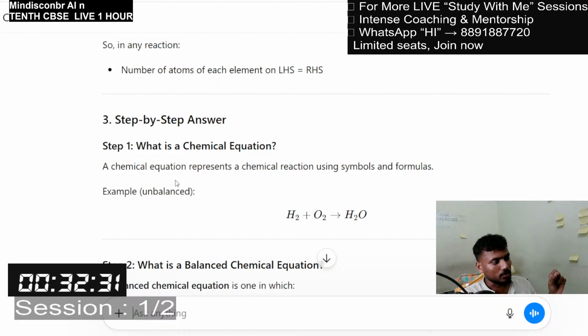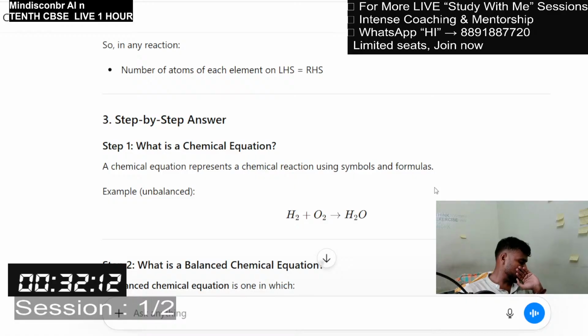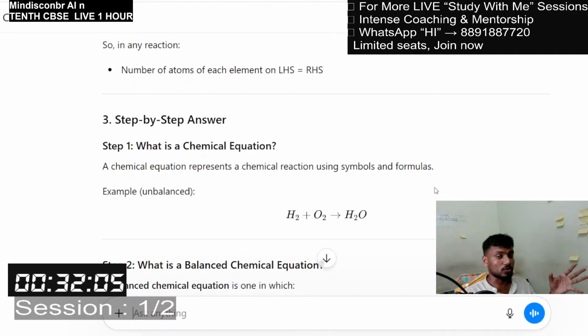What is a chemical equation? A chemical equation represents a chemical reaction using symbols and formulas. Then we can go to the balanced chemical equation. A chemical equation is something that represents a chemical reaction in terms of formulas and symbols. For example, H2 plus O2 gives H2O. Here it is not balanced, it is just an equation.